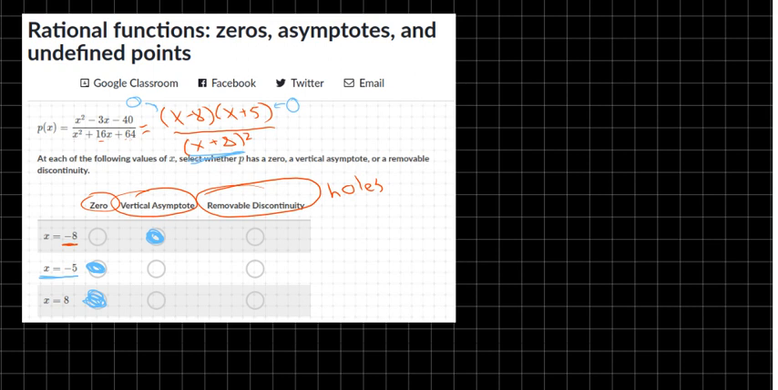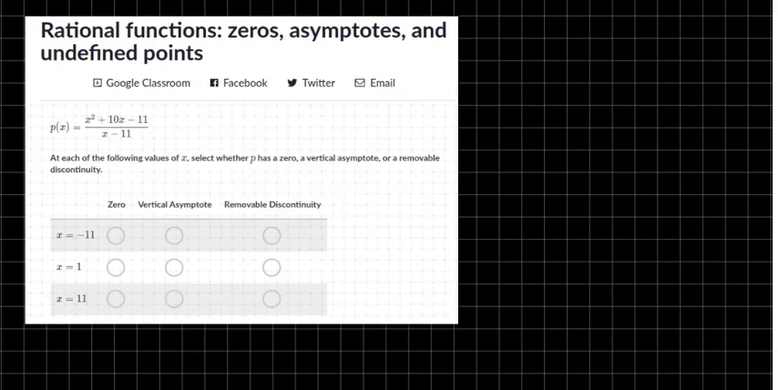Let's look at our next set of numbers here. And again, I'm going to factor x plus 11 times x minus 1. And over here, we already have x minus 11. We don't have any common factors, see? So we're not going to have a removable discontinuity. We don't have anything in common here, so we're not going to have a removable discontinuity.